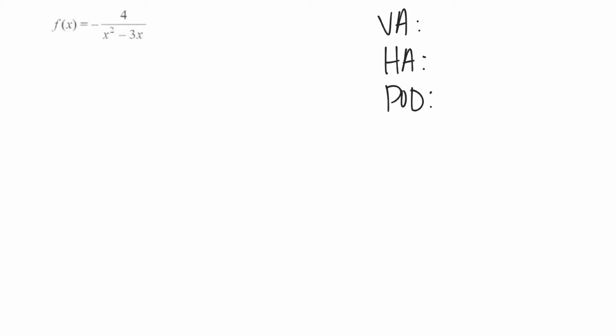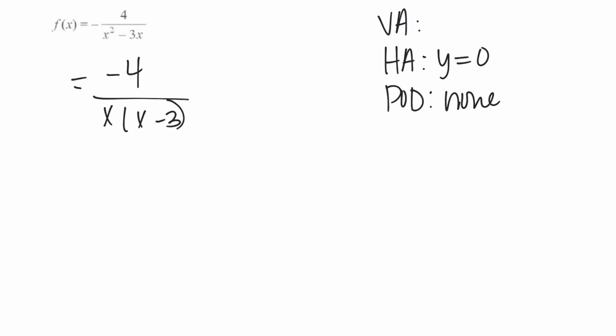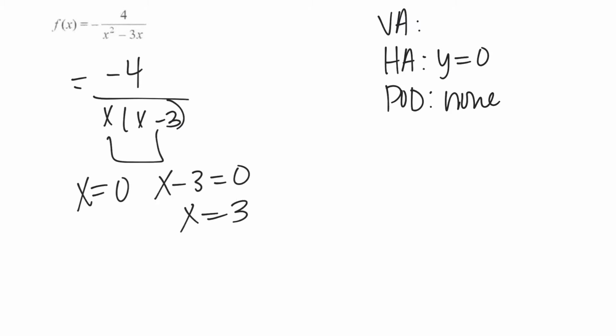Okay, so again, VA, HA, and POD. I immediately know that I have no POD because there's no factor of x in the numerator. My HA, this is little over big, so my horizontal asymptote is y equals 0. So to figure out what my VAs are, I need to factor. So I have x minus 3. So I have two VAs: x is equal to 0, and x minus 3 is equal to 0. So my two vertical asymptotes are x equals 0 and x equals +3.